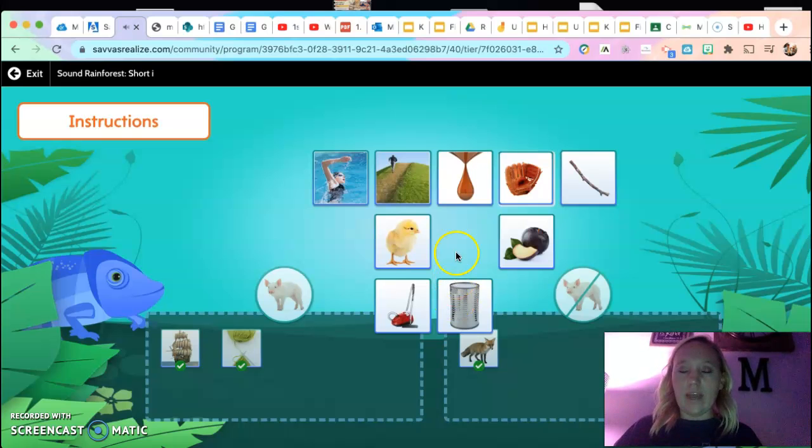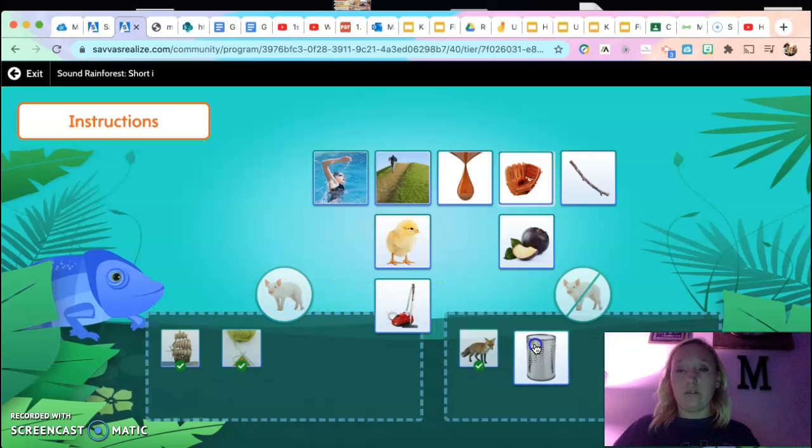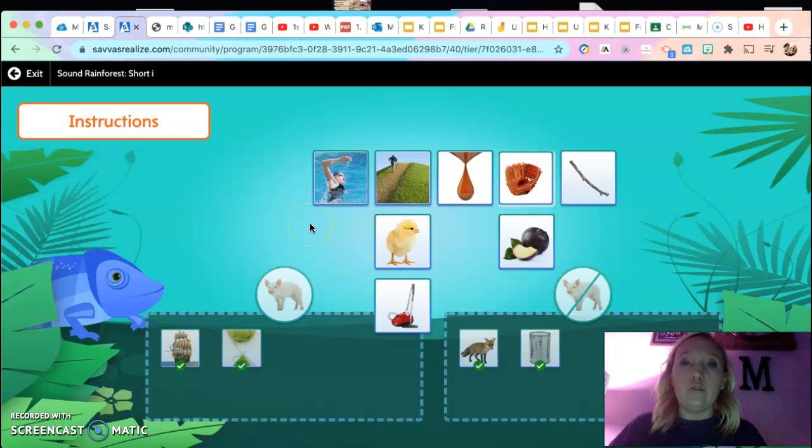What about this one? Can. Does can have the same middle sound as pig? No, it does not. So we're going to drag it right here. Very good. Can. Okay, so now I want you to choose.